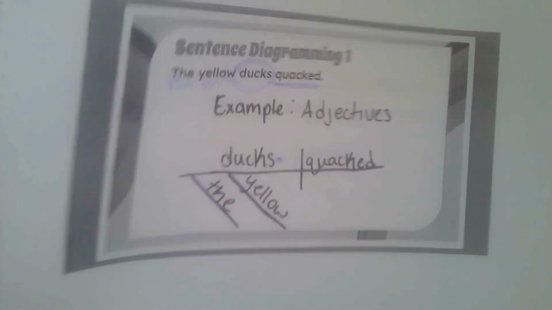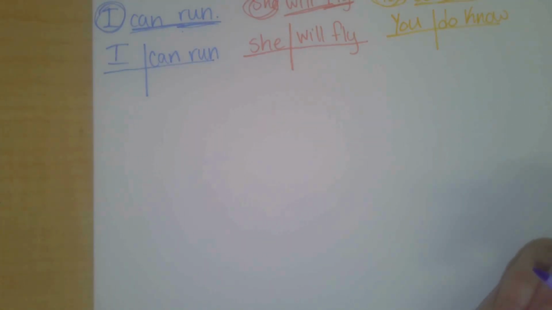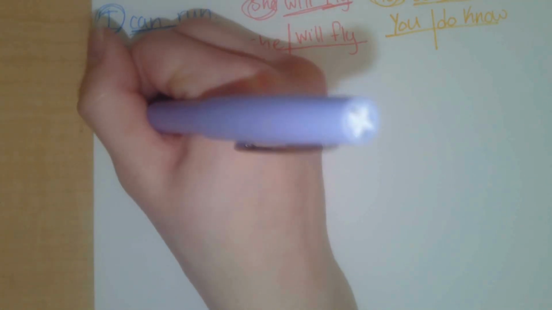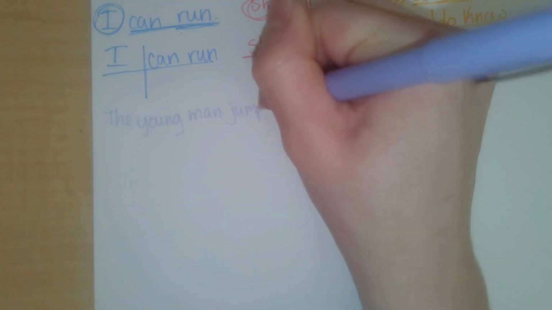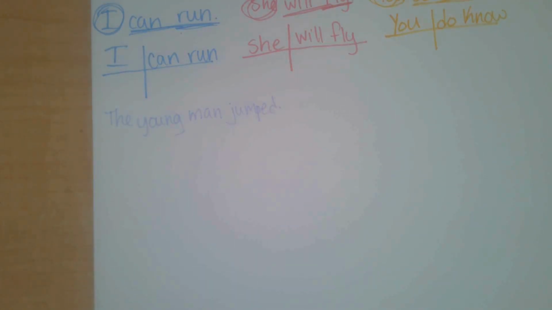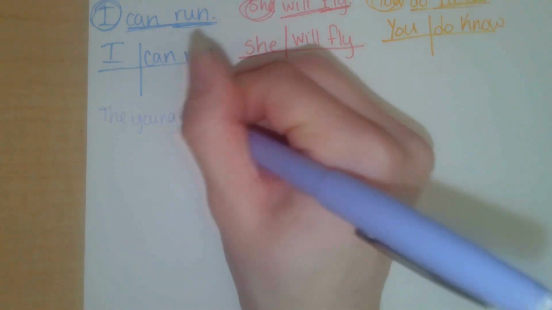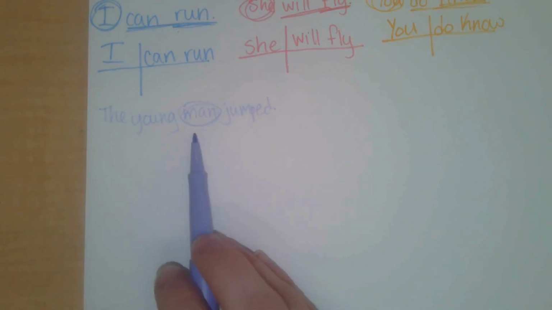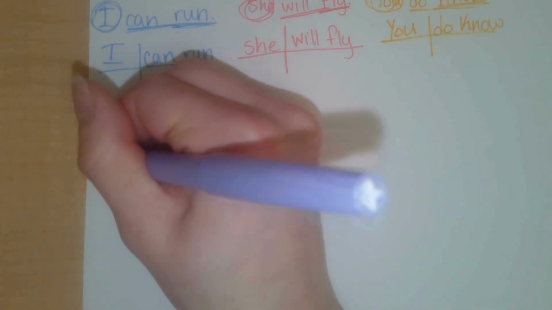Now moving on to our practices. We have the sentence, the young man jumped. Our subject, the one doing something, is the man. We're not going to say young man because this is describing the man and because we only want one word on our subject line. So we have man.